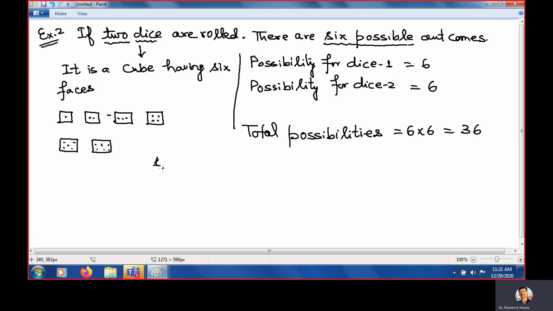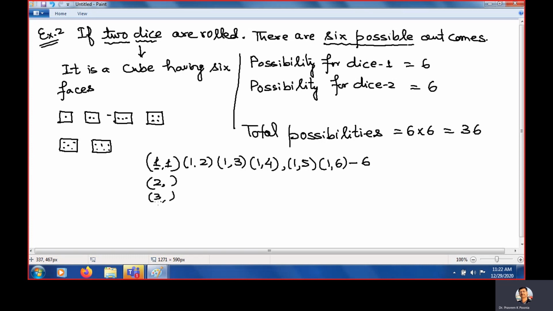Because we are getting 1, 1, which means the first dice is 1 and the second dice is 1. First dice is 1, second is 2. First is 1, second is 3. First is 1, second is 4. First is 1, second is 5. First is 1, second is 6. So if the first dice is 1, the second dice can be 1, 2, 3, 4, 5, 6. So how many possibilities? 6 possibilities.